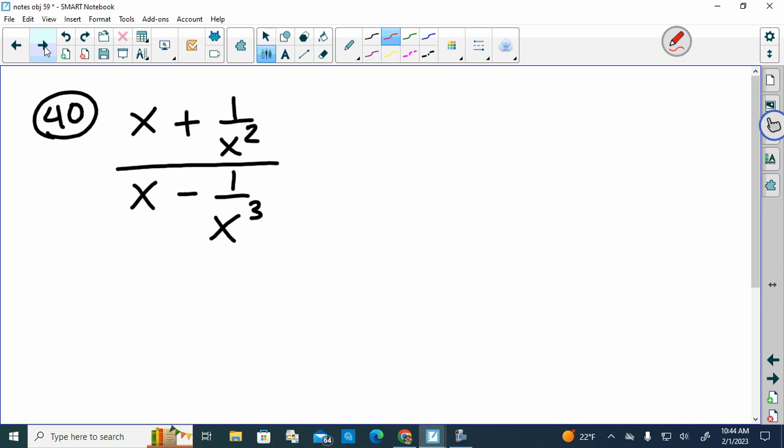Okay, so simplifying the numerator. What is my common denominator? Okay, so I would multiply the bottom by x squared, right? And then the top by x squared. So that means on the top, this now becomes x cubed plus 1 over x squared.